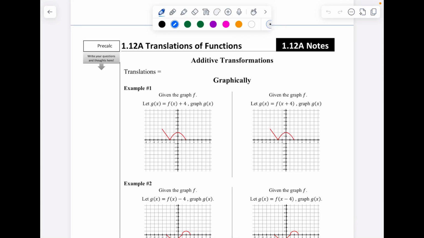All right, let's talk about section 12, translations of functions. So translations of functions are rigid movements, meaning the shape of the graph stays the same, but it can move around the graph. And this can be horizontal or vertically.